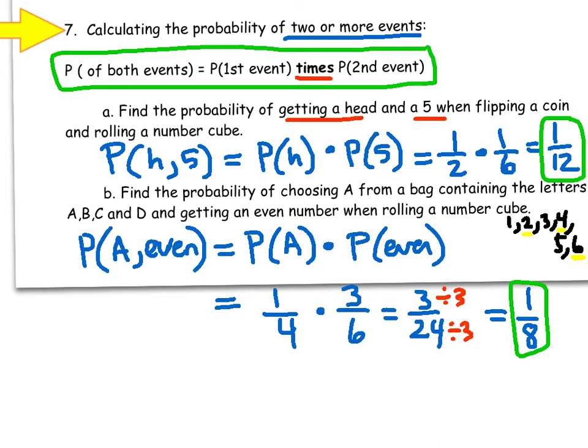And then I put the times symbol, and the probability of getting a 5 on the number cube was 1 out of the 6 numbers. And so then I multiplied. 1 times 1 is 1, 2 times 6 is 12. So the probability of getting a head and a 5 is 1 out of 12.